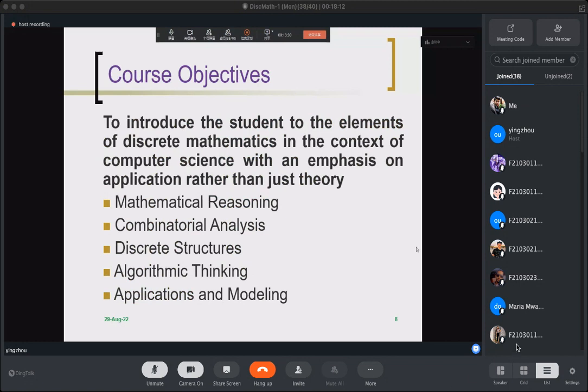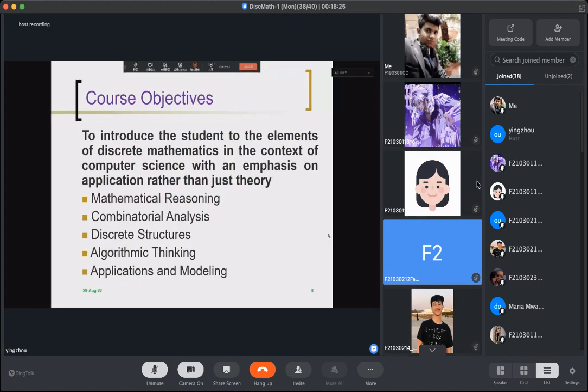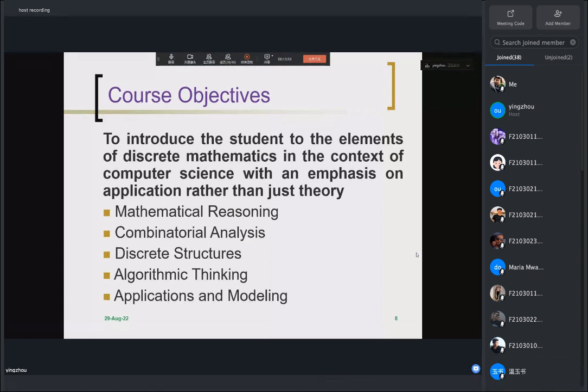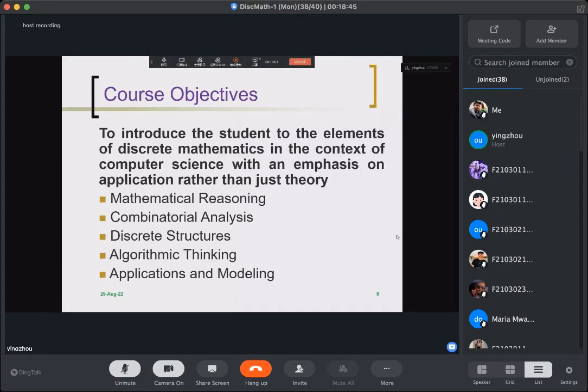And here are the course objectives. We don't want you to learn only boring theory, mathematics, and proofs. We want you to know how the computer works, based on the mathematical theory. So this is about application: how to use mathematical reasoning to solve real questions by computer. This is our objective.